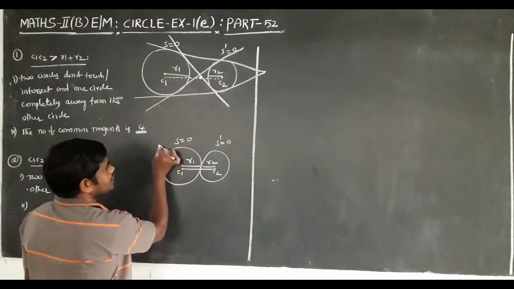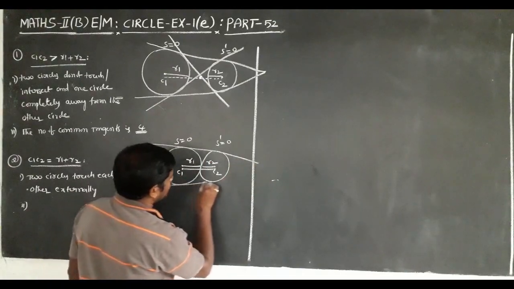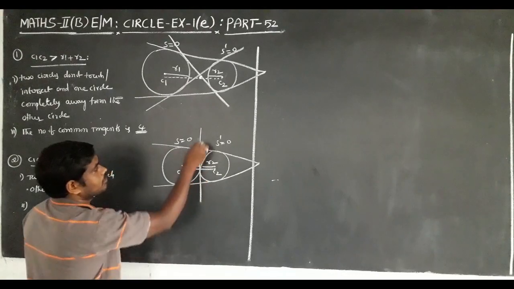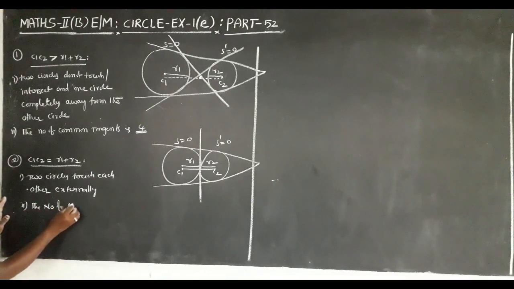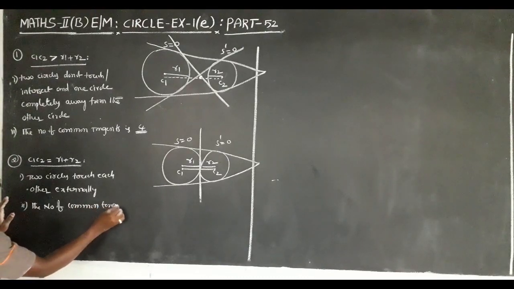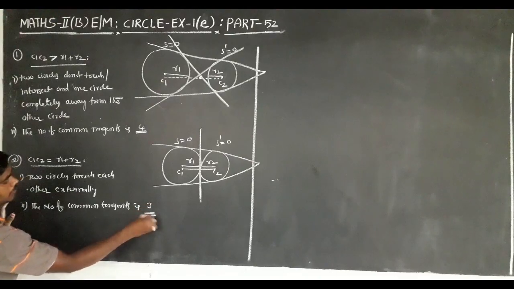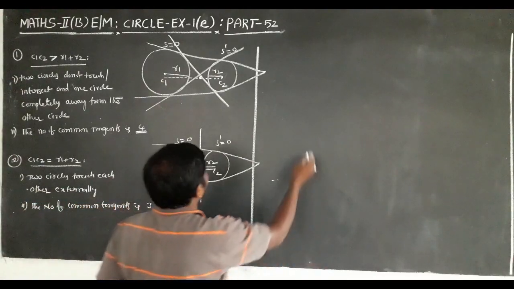In this case, this is the first common tangent, this is the second common tangent, this is the third common tangent. The number of common tangents is 3.